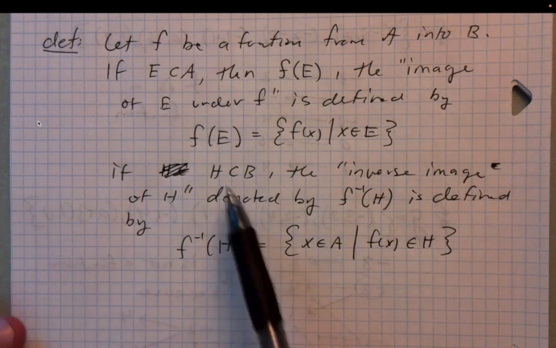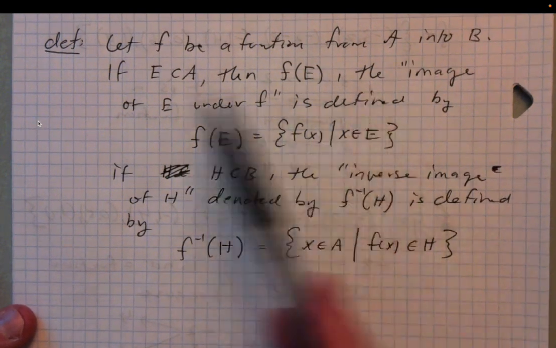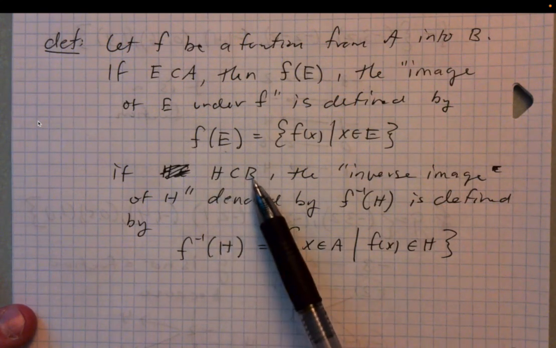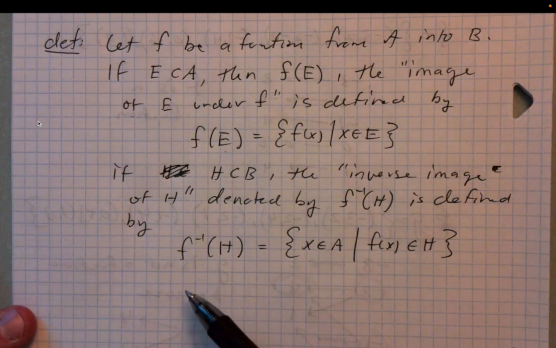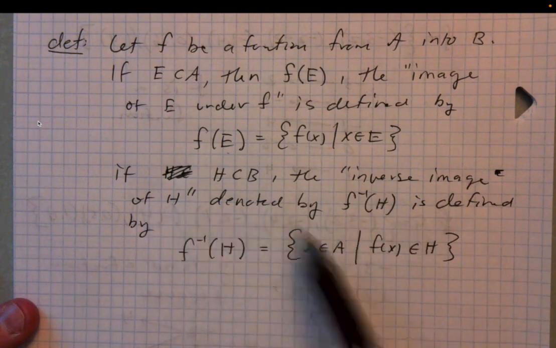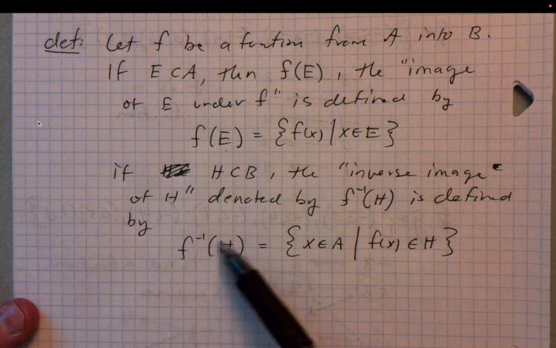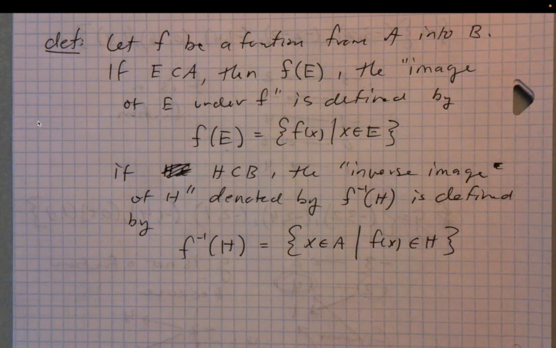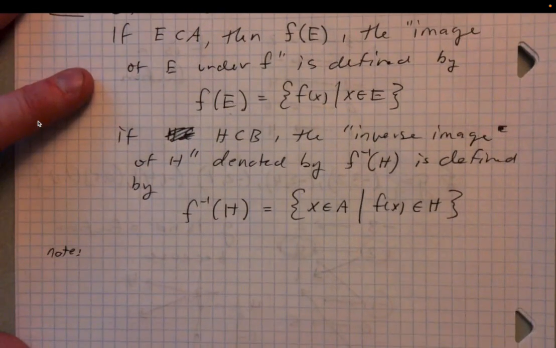So here we start with a subset of the domain, and we talk about the image of that subset under F. Here we talk about a subset of the codomain, really a subset of the range, and we're talking about the inverse image of that subset of the range. So F inverse of H is a subset of the domain.